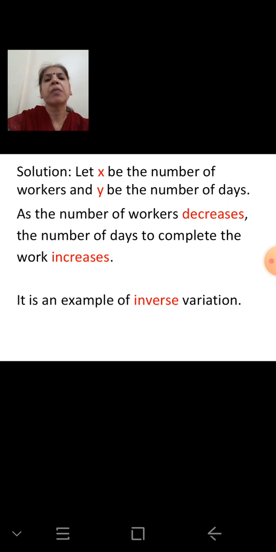So, let x be the number of workers and y be the number of days. We can take any letter, small letter. We have to mention here, as the number of workers decreases, the number of days to complete the work increases. Fewer workers will be there, so you will require more days to complete the work. Work is the same. So we have to mention it is an example of inverse variation, because one decreases, the other increases. So in inverse variation, product is constant.